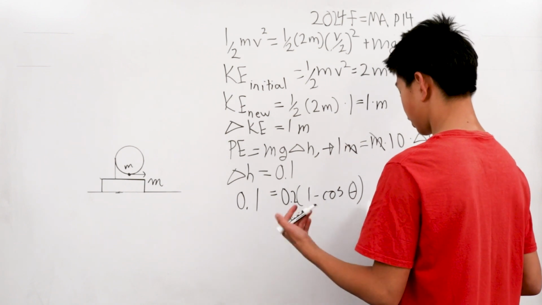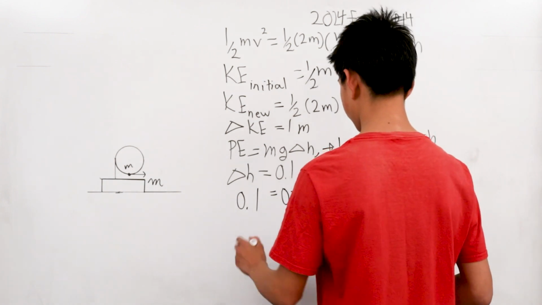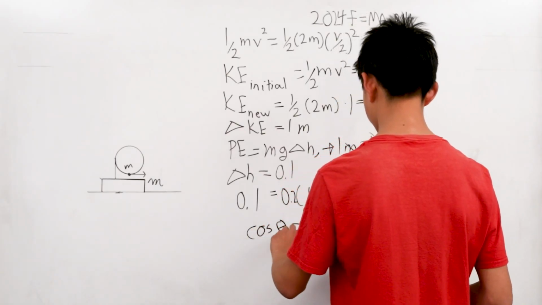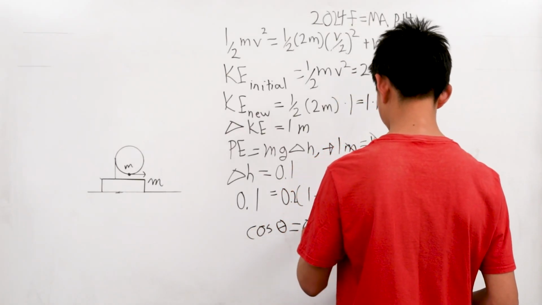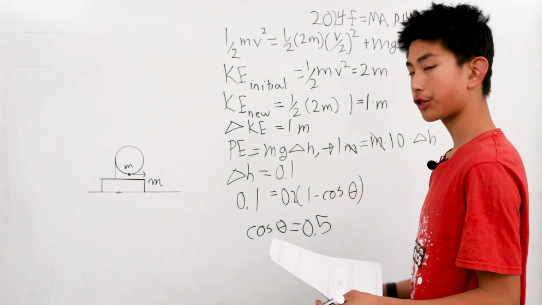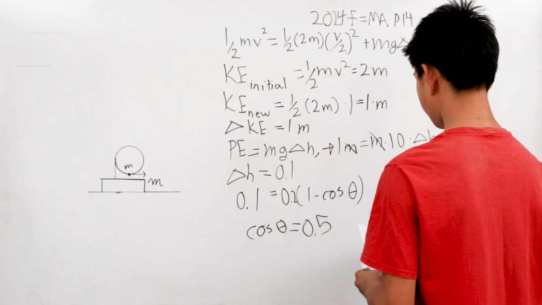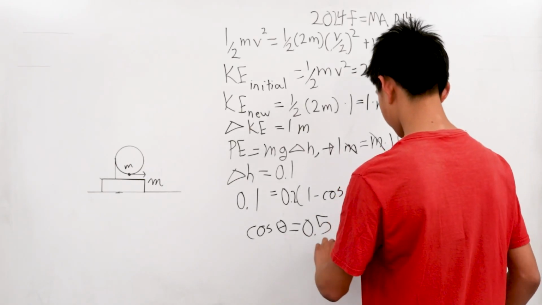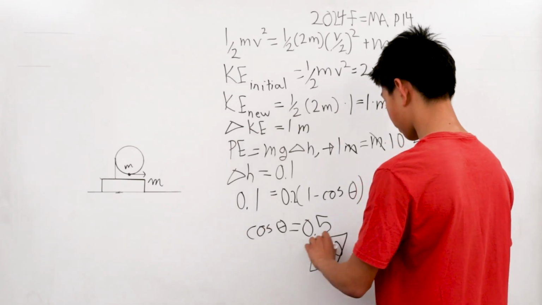And we can simplify this to cosine of theta is equal to 0.5. Taking the inverse cosine of that, we find that our angle measure is going to be 60 degrees. So that is going to be our answer for this problem.